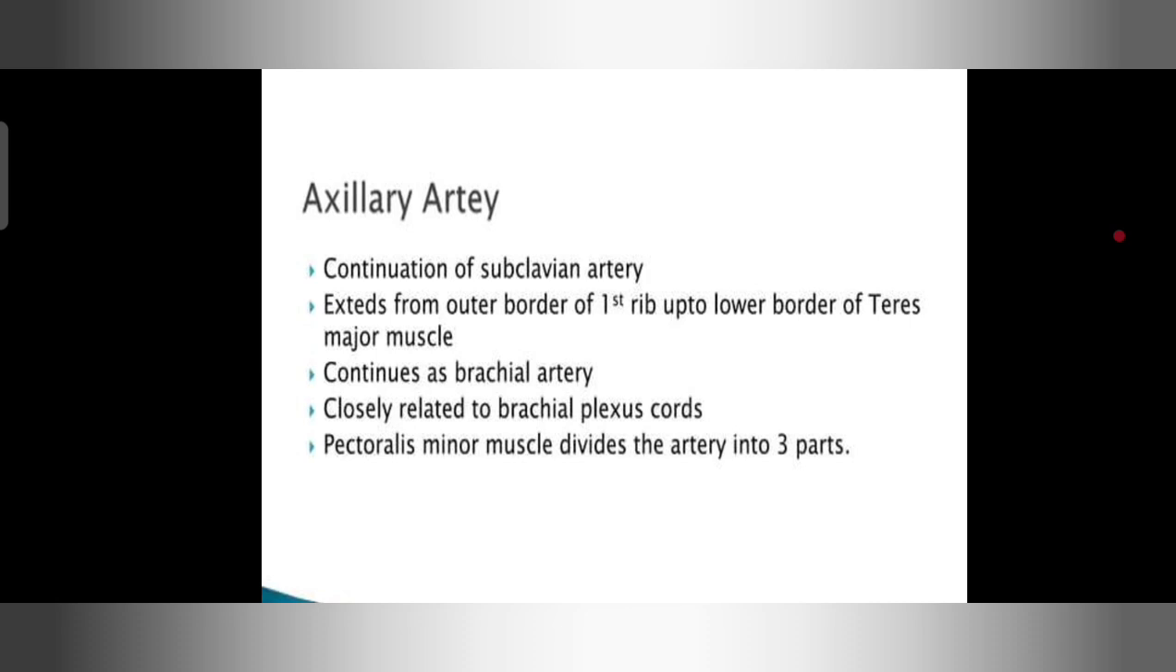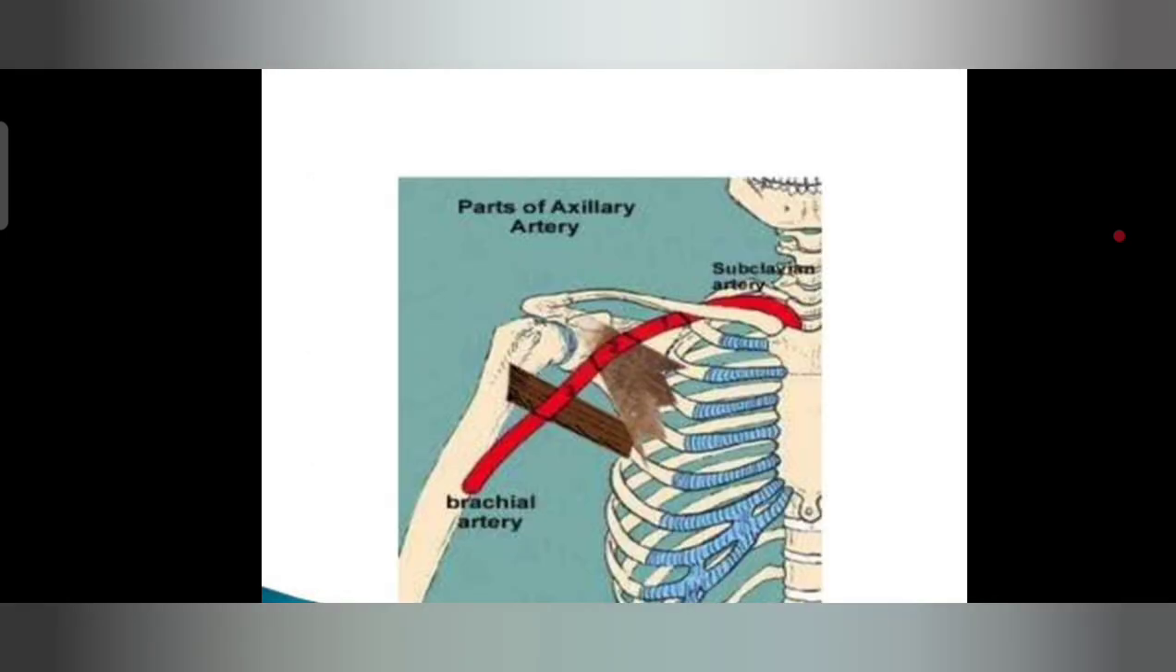The axillary artery is closely related to the brachial plexus course, and the axillary artery is divided into three parts at the level of pectoralis minor muscle. So this figure represents the axillary artery as the branch of the subclavian artery, and at the level of pectoralis minor, the axillary artery changes into the brachial artery.